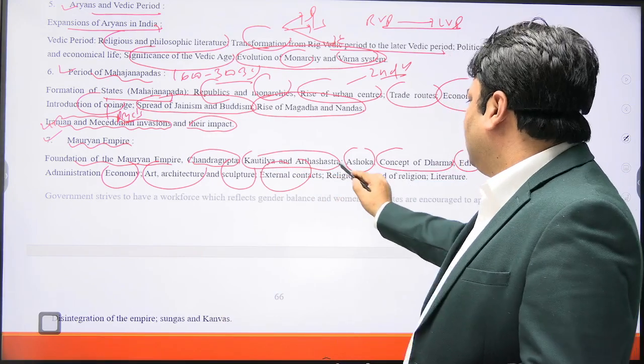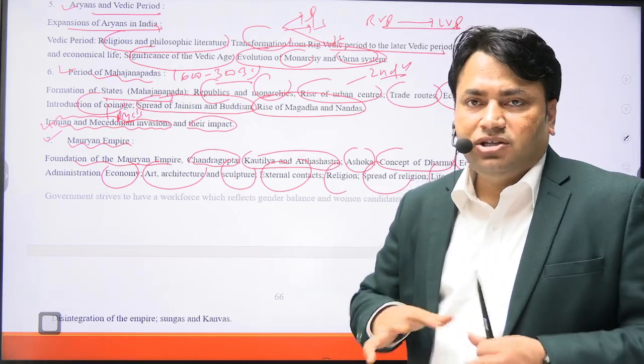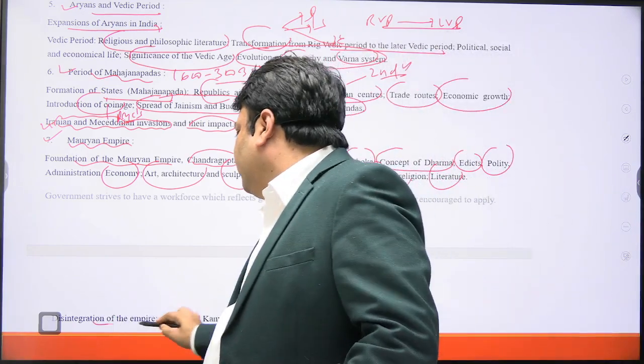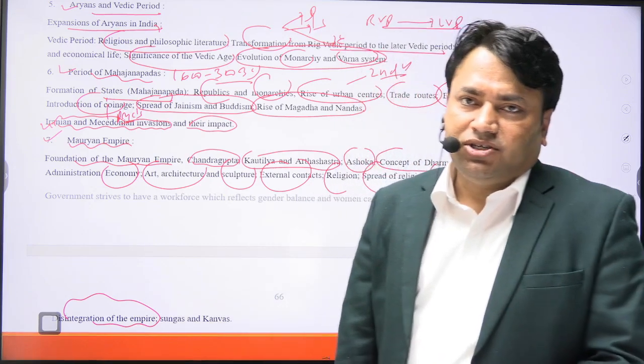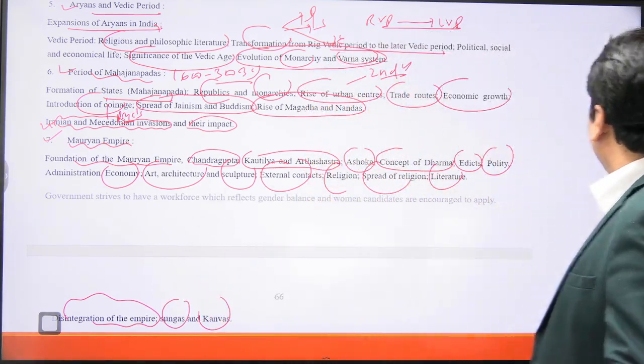Okay, religion obviously is an important part. Spread of religion, spread of literature, this also we need to cover in this chapter. And finally, disintegration of the Mauryan Empire we need to study. We need to study about the Sungas and Kanvas also. Okay, so these topics are given.